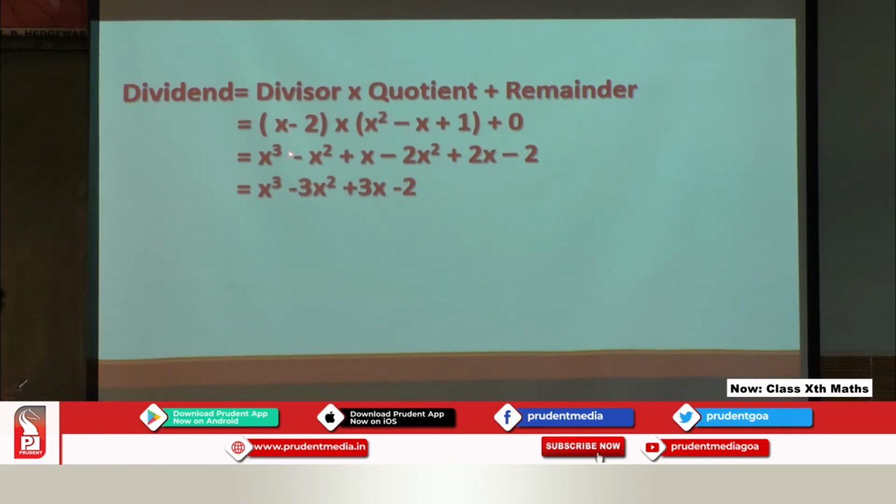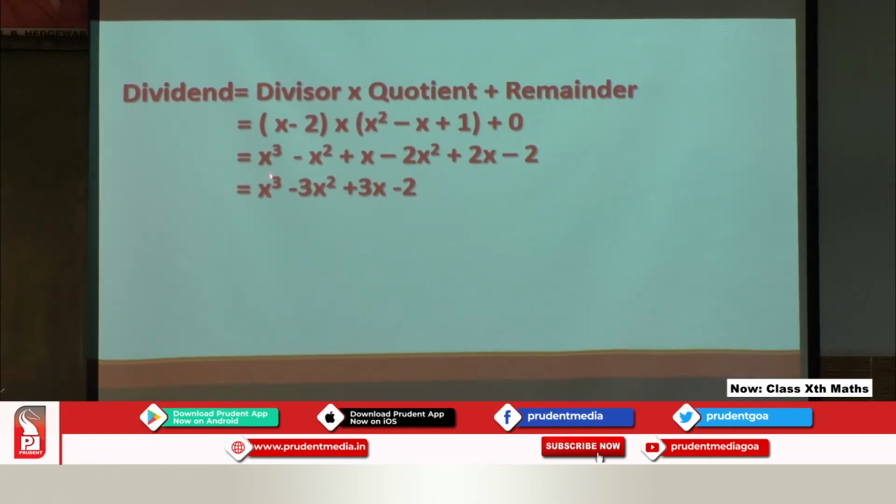Now minus 2 into x square, that is minus 2x square. Again minus into minus is plus, 2 into x, 2x. Now minus into plus is minus, 2 into 1 is 2. Afterward, we should simplify this.